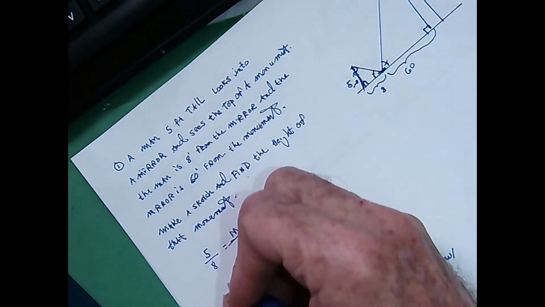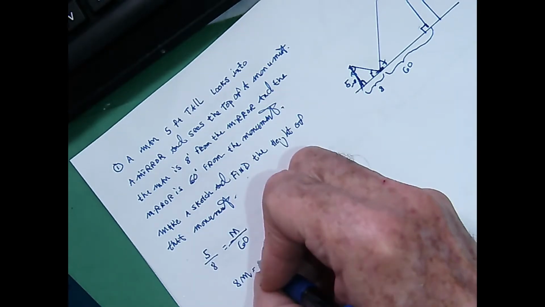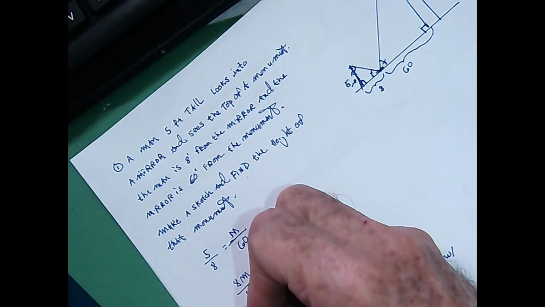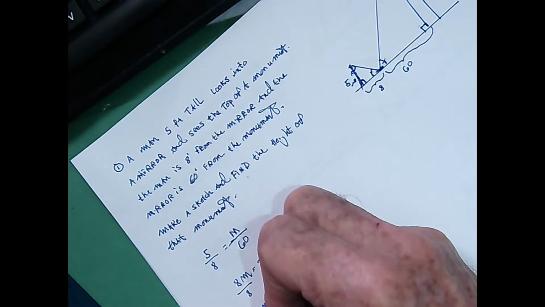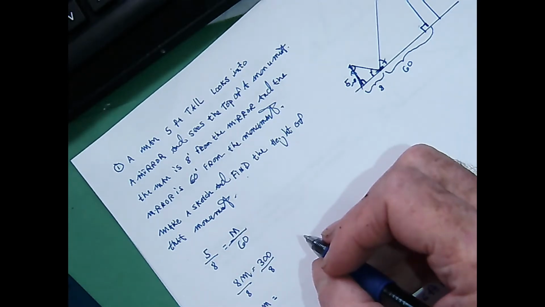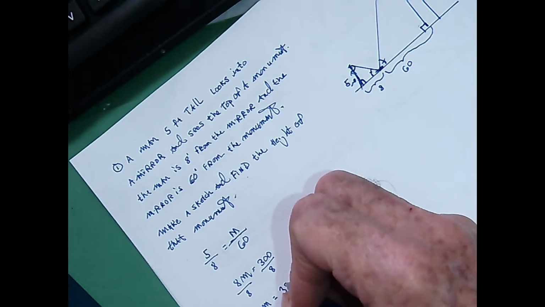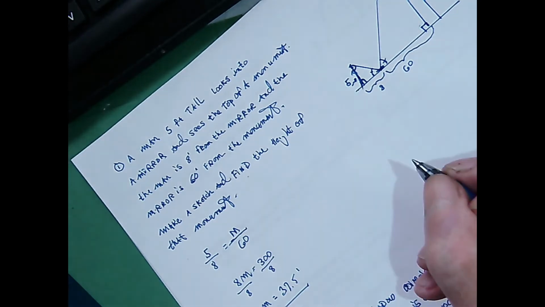And 8M is equal to 5 times 60, there's 300. So I've got to divide both sides by 8. Hey Alexa, what's 300 divided by 8? 300 divided by 8 is 37.5. 37.5 feet tall. That'd be the height of our monument.